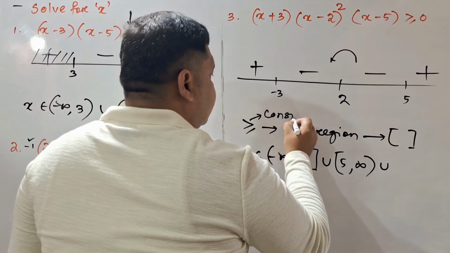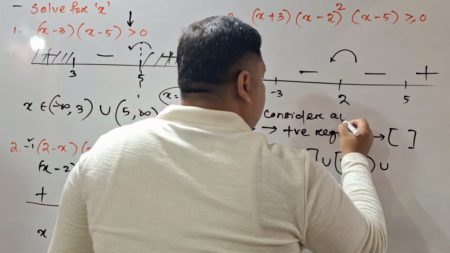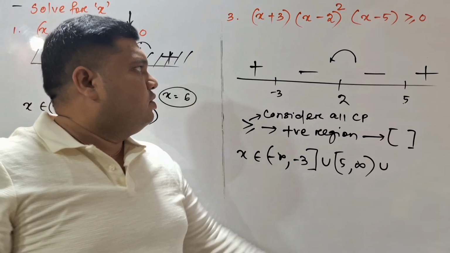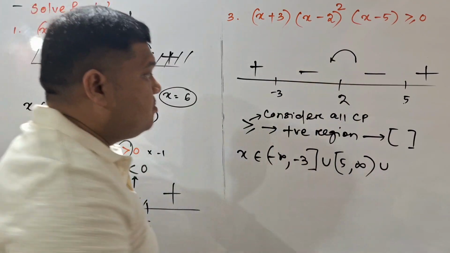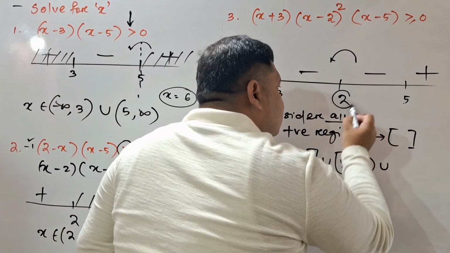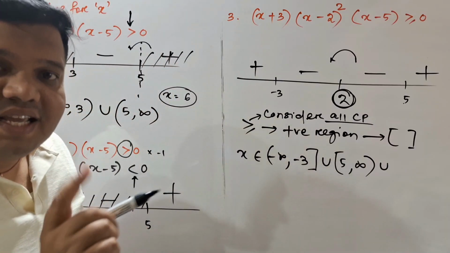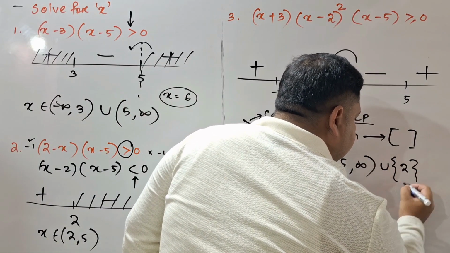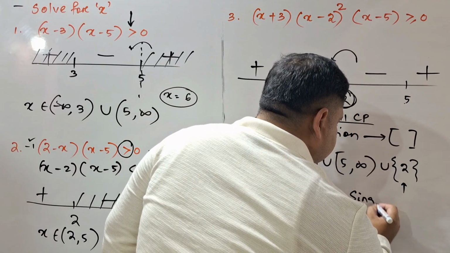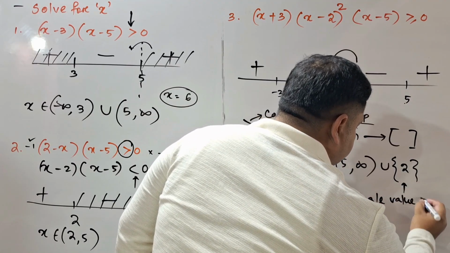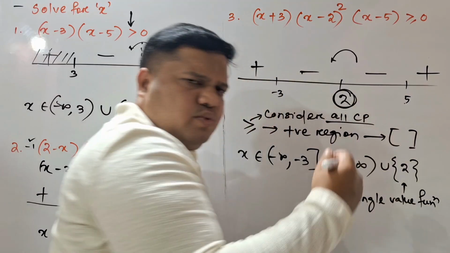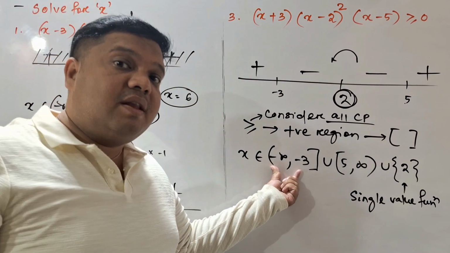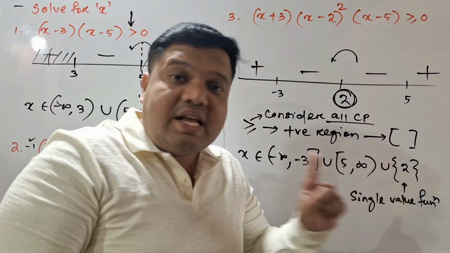Consider all critical points except critical points present in the denominator. Here no denominator term is there, but considering all critical points means I have to consider this 2 also. This is a single value function, so I will use a curly bracket. Single value function means at x equal to 2 you get some values of y. So this is single value, while this is an interval where infinite values are there.